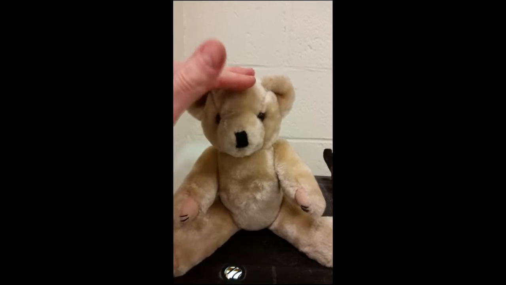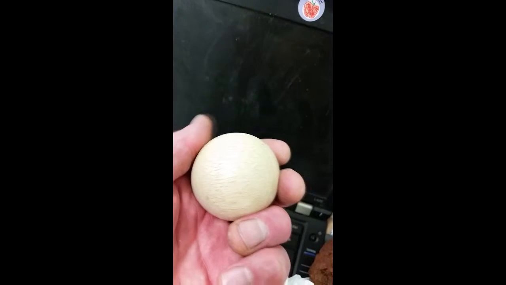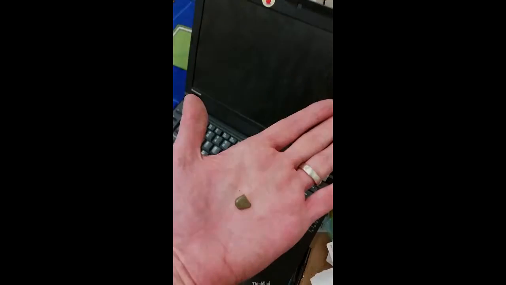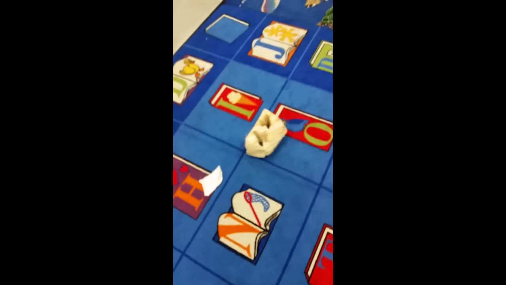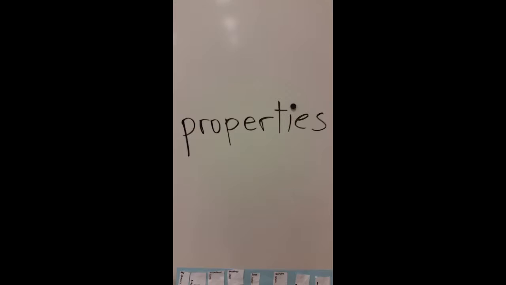Hard, soft, nice kitty. White, green, purple, orange, smooth, rough. Shiny, dull, large, small, light, heavy, are all examples of properties.